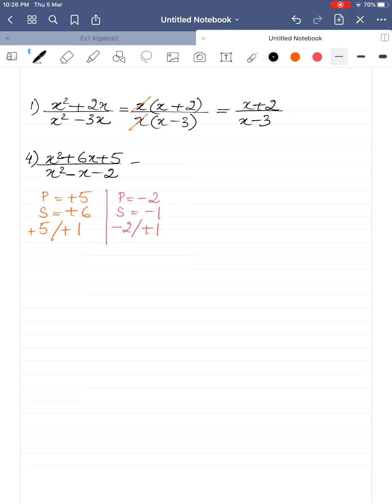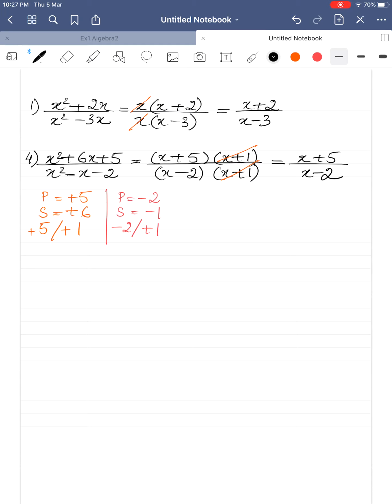Now we can rewrite our expression in the numerator as x plus 5 into x plus 1, and the denominator as x minus 2 into x plus 1. We can clearly see that we can cancel the common factors x plus 1 from the numerator and denominator, and we are left with our answer x plus 5 divided by x minus 2.